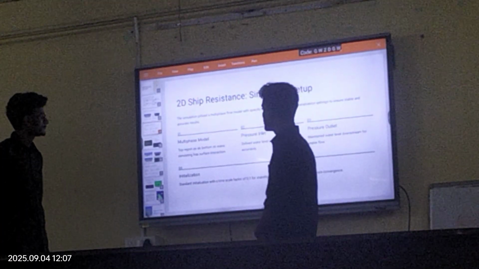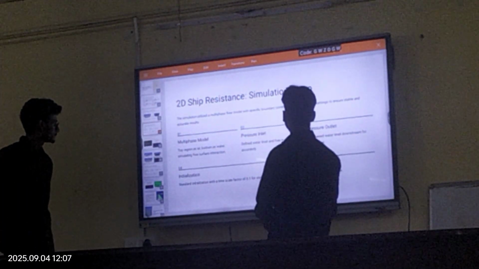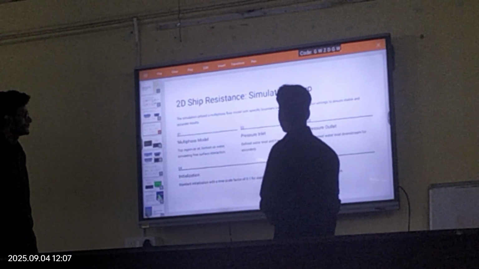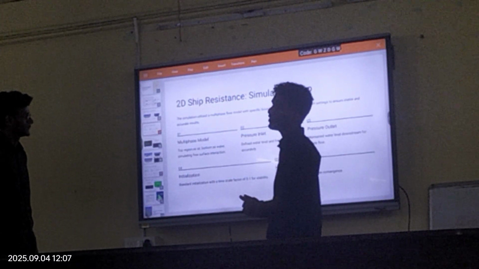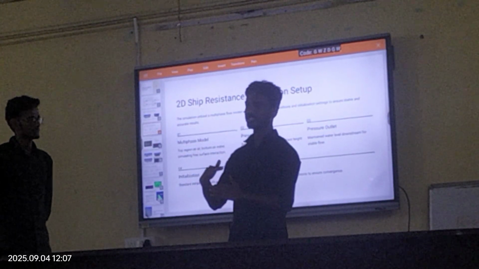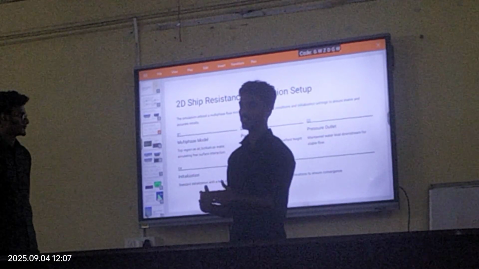The simulation utilizes the multiphase flow model with specific boundary conditions and initialization settings to get stable and accurate results, where we have used both water and air as the medium while the ship is traveling.